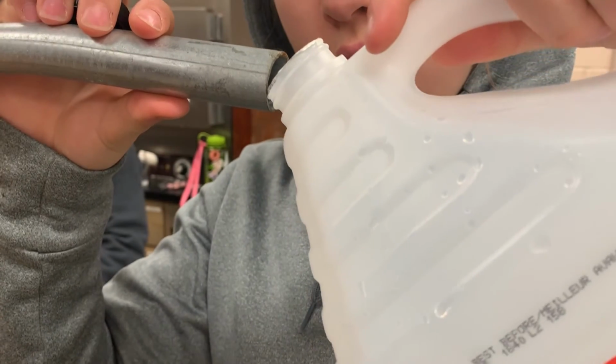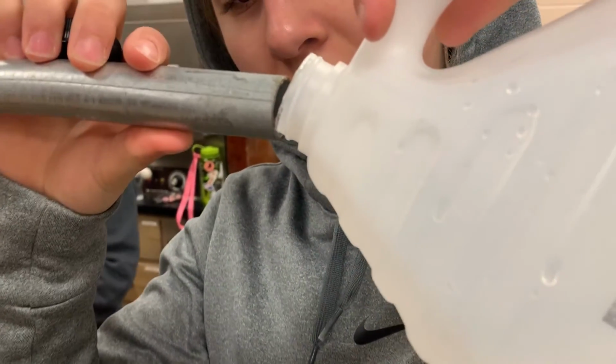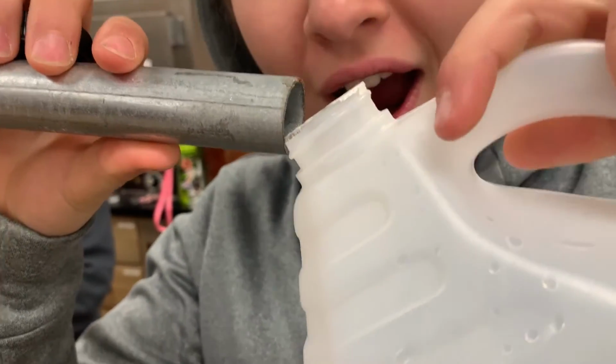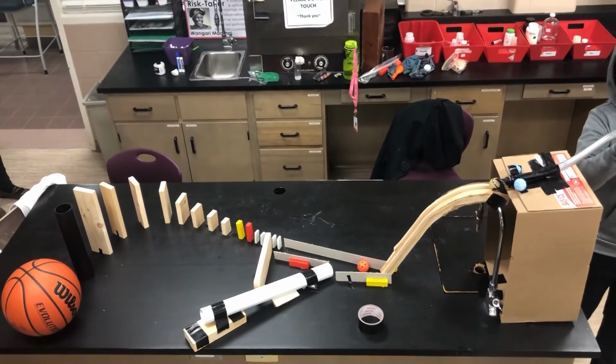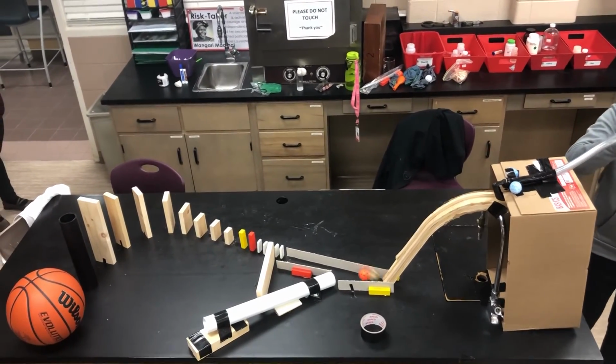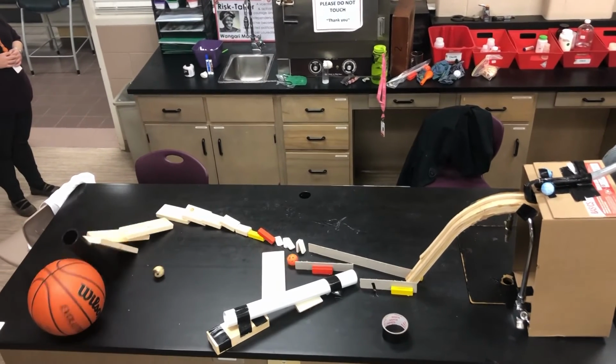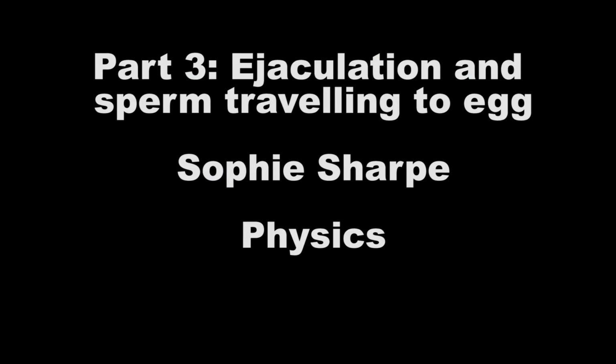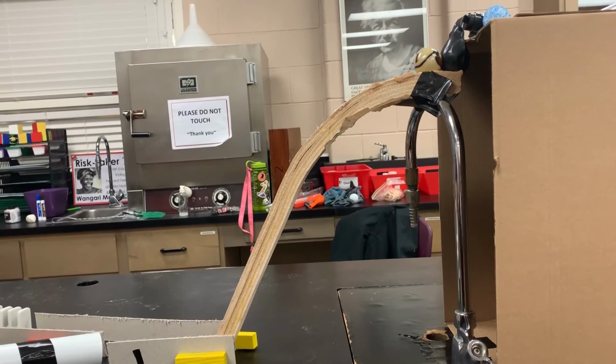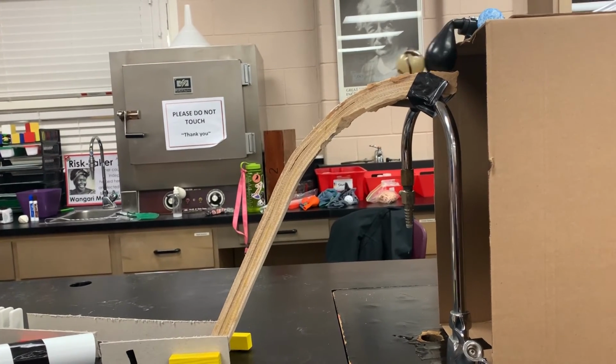Since the baking soda was already in the balloon, I just poured some vinegar into the balloon, which then inflated because of the creation of carbon dioxide. When the balloon had taken enough volume, it pushed a medium marble down the ramp. I was responsible for the third piece of the project, male ejaculation and sperm traveling to make contact with the egg at the top of the fallopian tube.